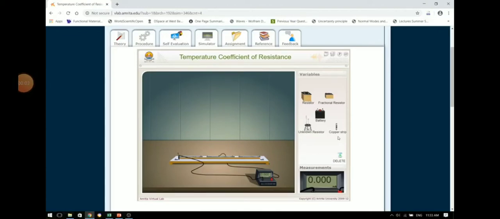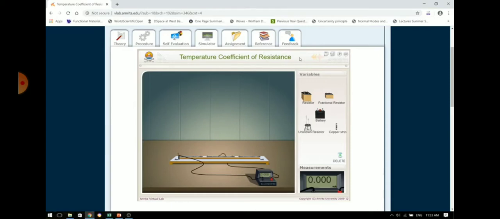Hello students, today I am going to discuss the Carey Foster bridge experiment. As you know, the Carey Foster bridge experiment is based on the Wheatstone bridge principle, right? This is the virtual link of the Carey Foster bridge experiment of Amrita University.